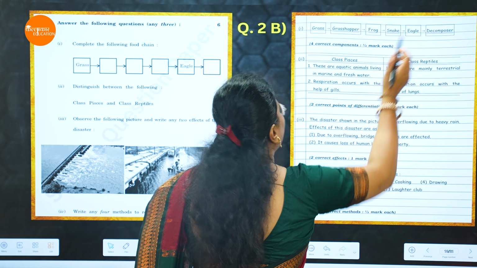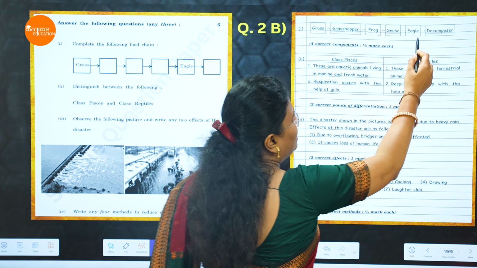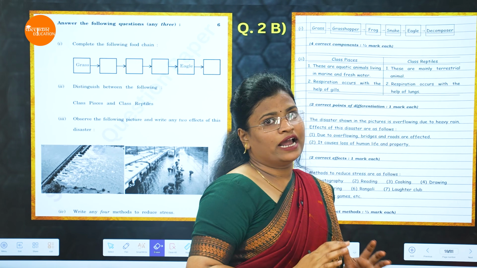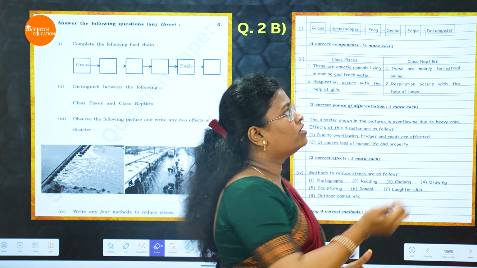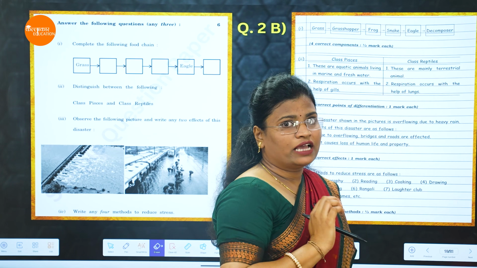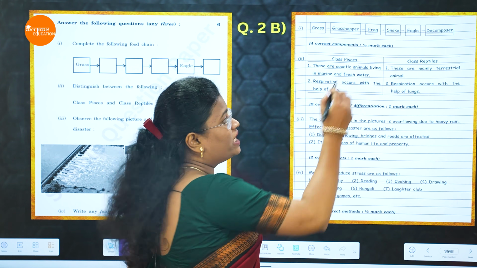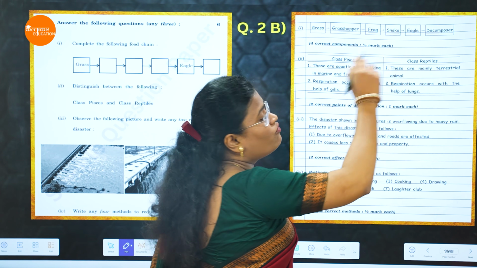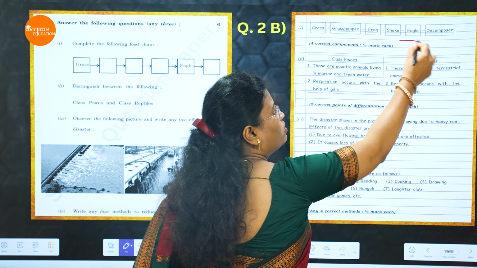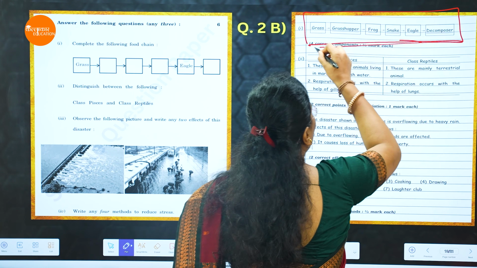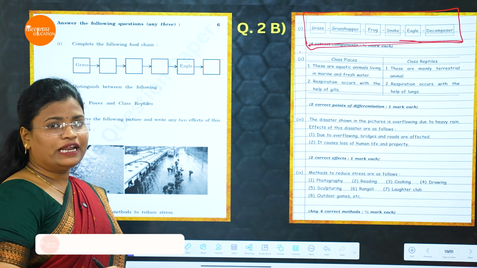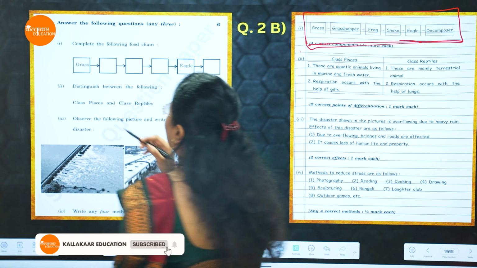Then eagle, already they have given here. So lastly, which is that organism which will eat the eagle? These organisms are decomposers. So the decomposers are organisms which will decompose the eagle. So here this complete food chain is completed now. Let's move to the next question.